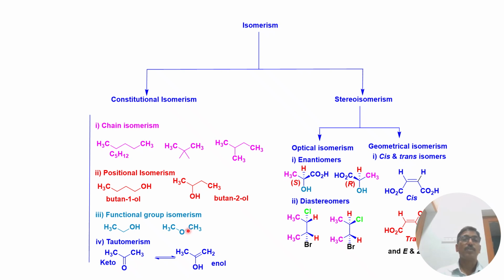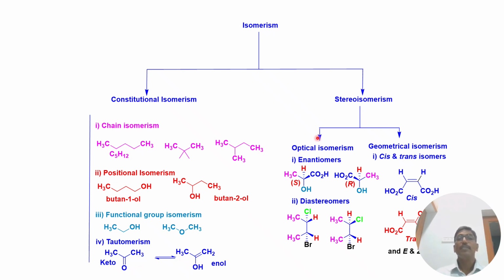And the next one is tautomerism. Keto-enol tautomerism is a very good example, where acetone has the keto functional group, whereas in the enol form, the same acetone is converted into an enol, where an alkene and an alcohol OH group are present. This is a kind of tautomerism; the molecular formula remains the same for both, whereas the structures of these two compounds are different.